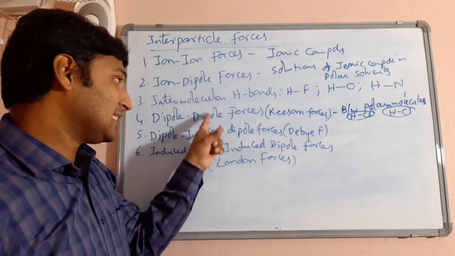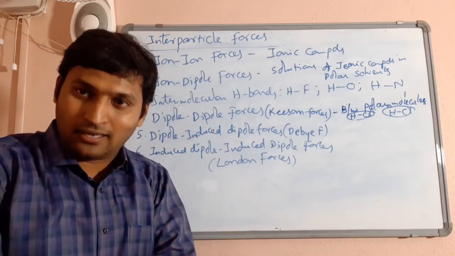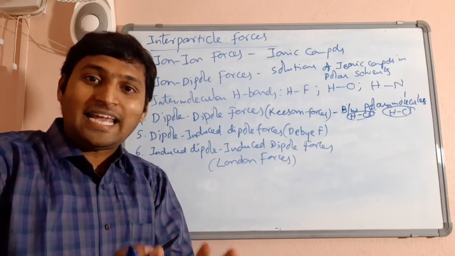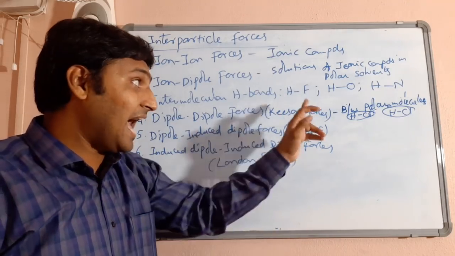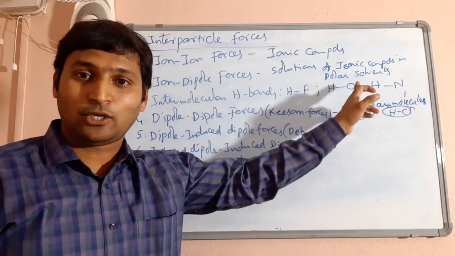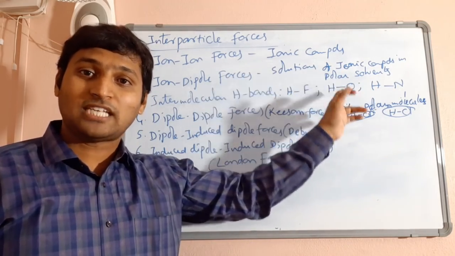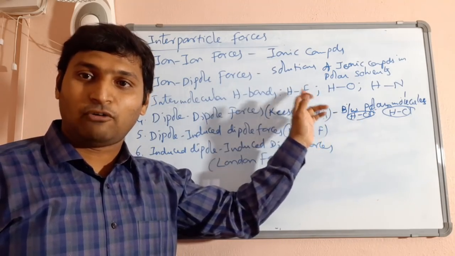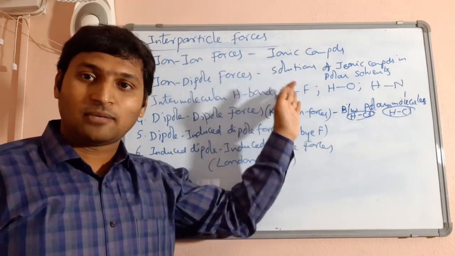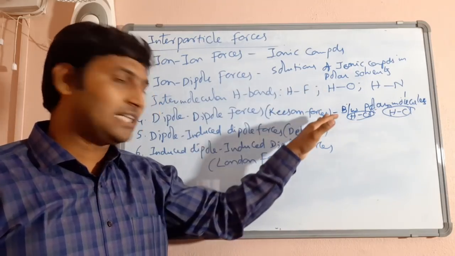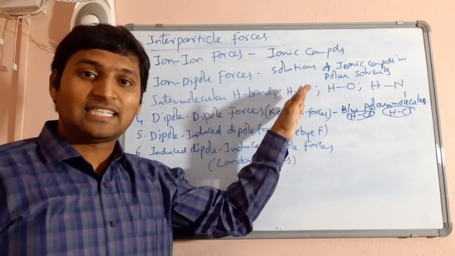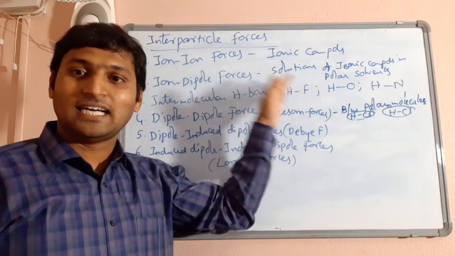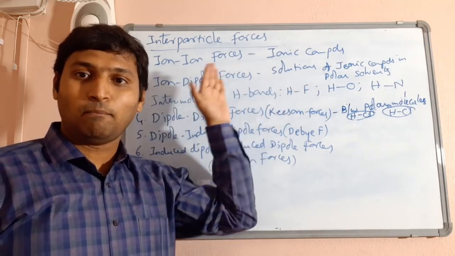So, for the substances in which there is polarity due to any other electronegative atom than fluorine or oxygen or nitrogen, because these are the three most electronegative atoms, if it is existing due to atoms other than these, then it is dipole-dipole forces. If it is existing due to these, then it is intermolecular hydrogen bonds.